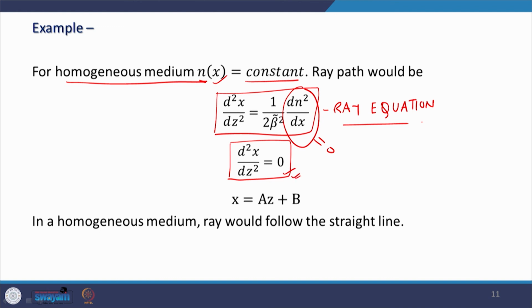Now, how to solve this equation? Integrate it twice, then ultimately you will get an equation x is equal to Az plus B, where capital A and capital B are constants, and this is the equation of a straight line, which says that in a homogeneous medium the ray would follow a straight line, which is quite obvious. This is what we observe in our daily life. If we light a torch, the ray emanating from the torch will go in a straight line. It means that things are correct here.